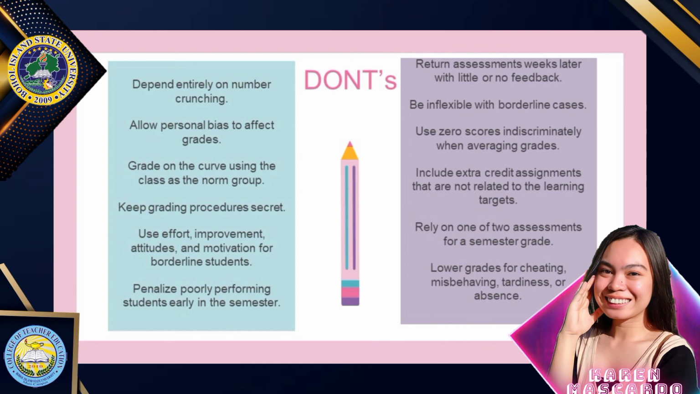Penalize poorly performing students early in the semester. Return assessments weeks later with little or no feedback. Be inflexible with borderline cases. Use zero scores indiscriminately when averaging grades. Include extra credit assignments that are not related to the learning targets. Rely on one or two assessments for a semester grade. Lower grades for cheating, misbehaving, tardiness, or absence.